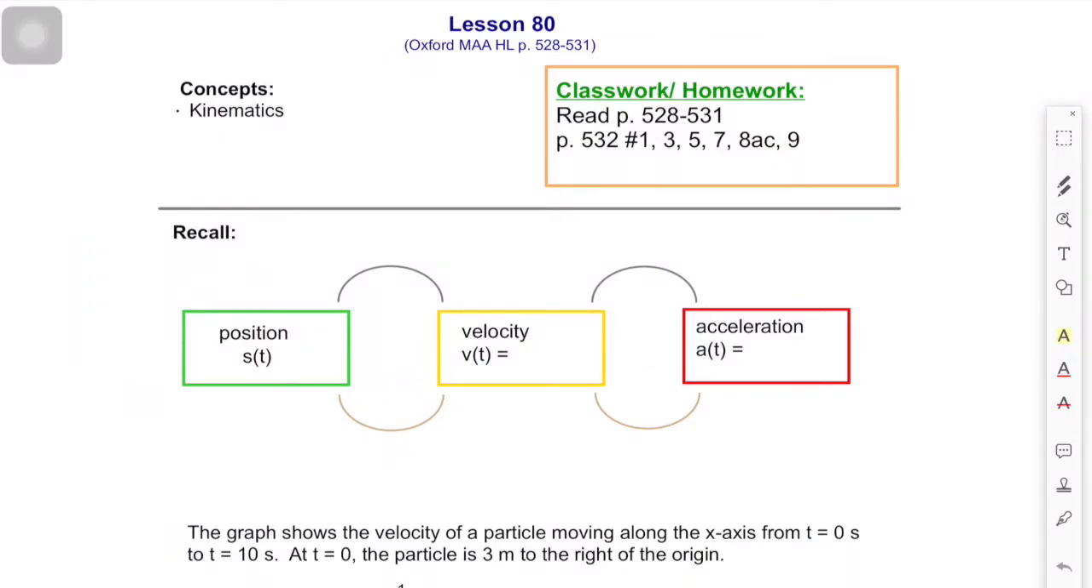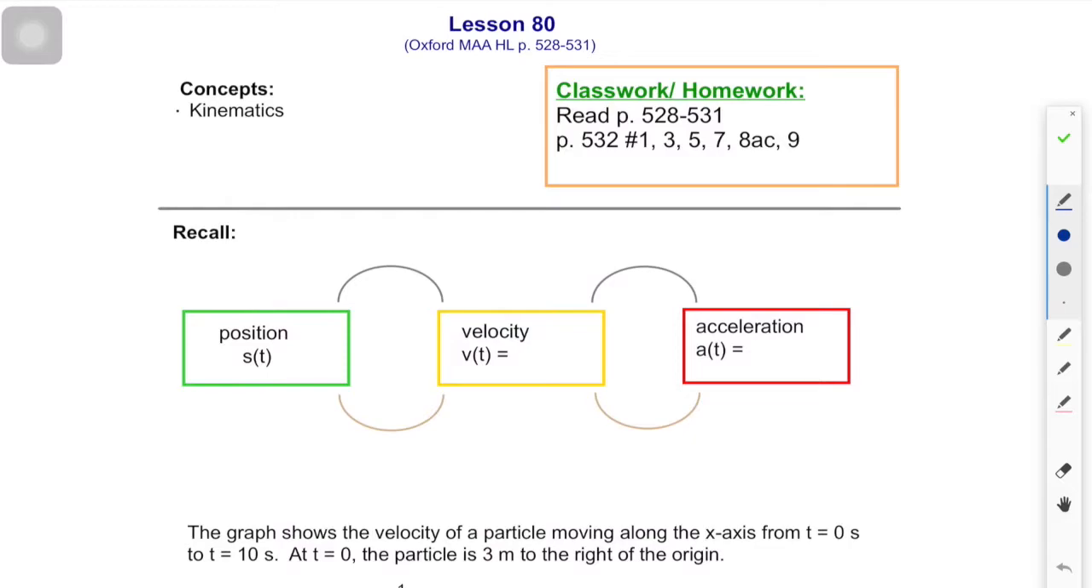Lesson 80. In this lesson, we will revisit kinematics, which is the study of motion using calculus. So let's start by recalling what we know about the relationships between position, velocity, and acceleration.